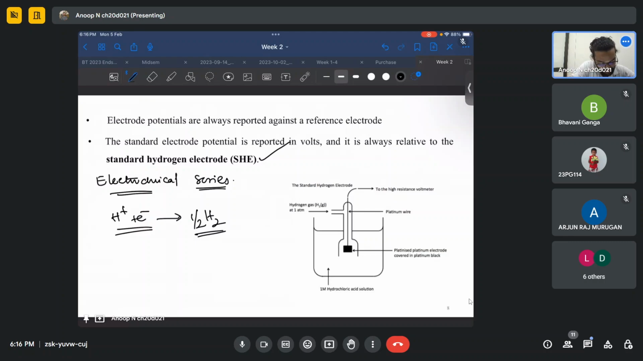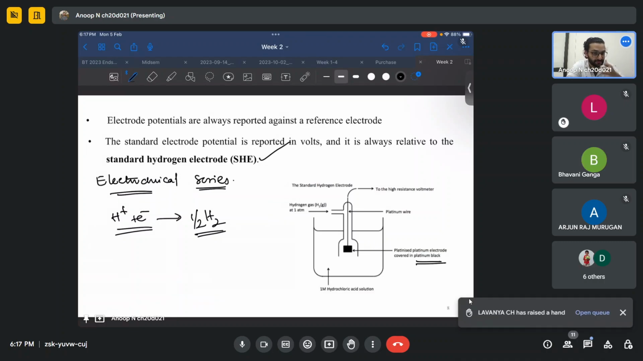So what is this electrode? It consists of a platinized platinum electrode covered with platinum black. Why are we using this platinum black? Anyone? These are simple questions I know, but those who are not familiar, they can just go through. Why do we use platinum black?